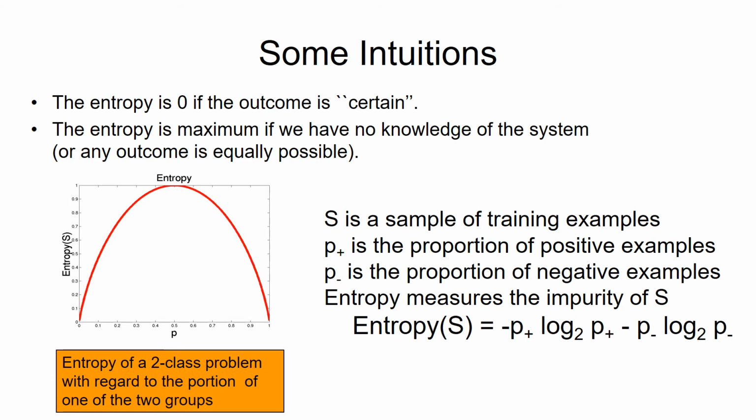Now, S is a sample of training samples. P plus is the proportion of positive samples. P minus is the proportion of negative samples. Then entropy is nothing but minus P plus log P plus minus P minus log P minus. It's a measure of impurity.